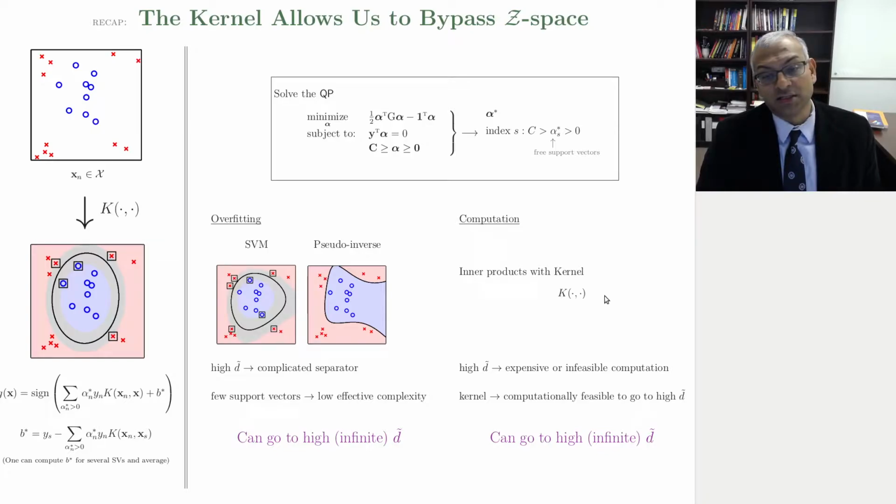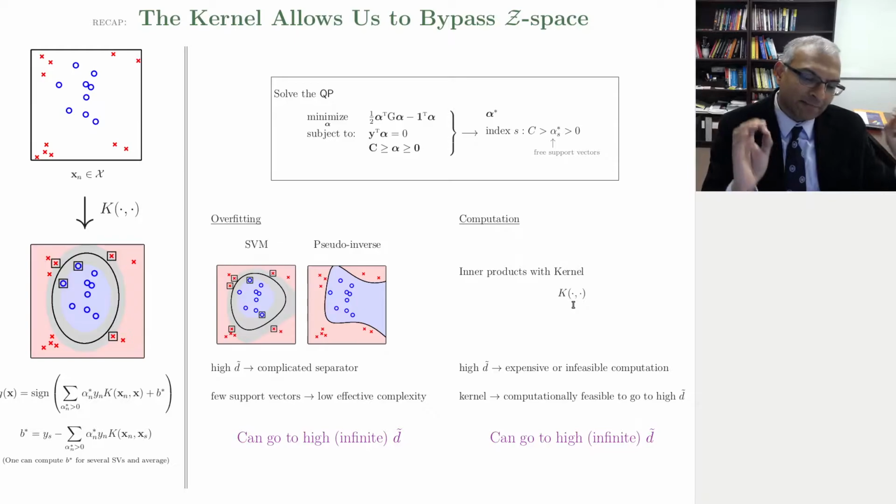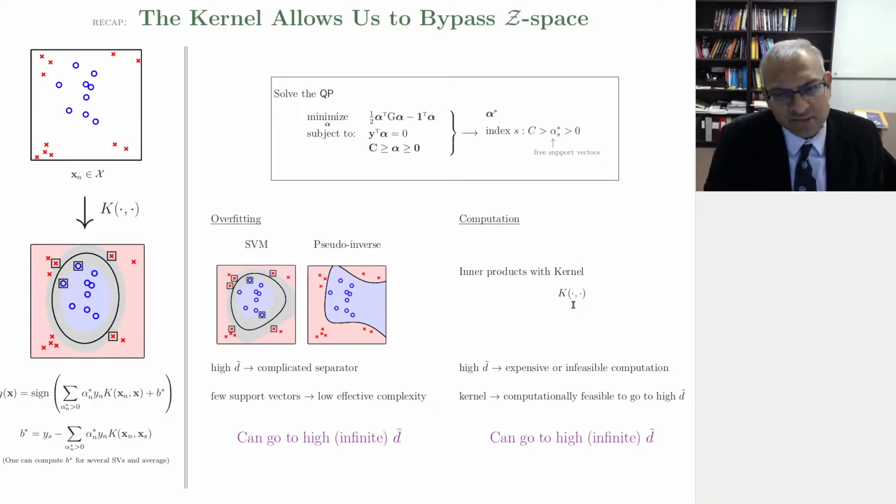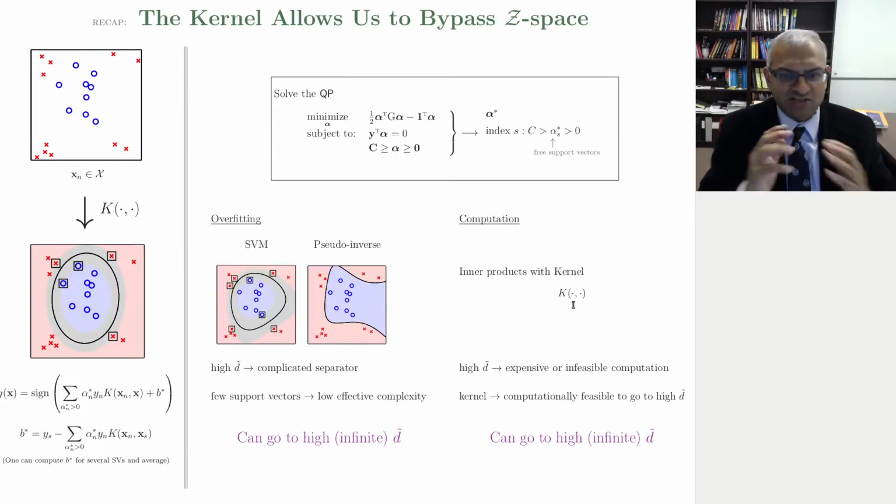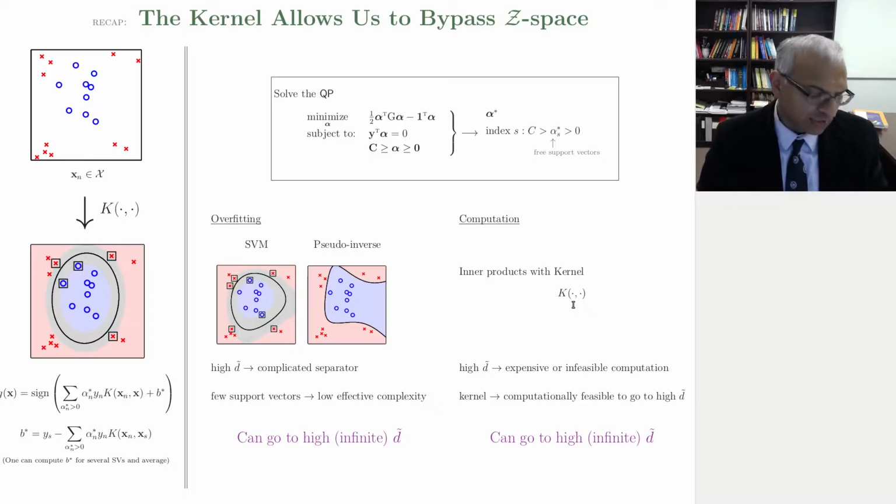That's what the kernel allows us to do, because going to infinite dimensions is not physically possible. It's computationally impossible. But the kernel allows us to do that by exploiting the fact that this algorithm is an inner product algorithm, and saying that we can compute that inner product using a function in my original space. That's what the kernel is. And we did a few examples, and we'll see a few more examples today.